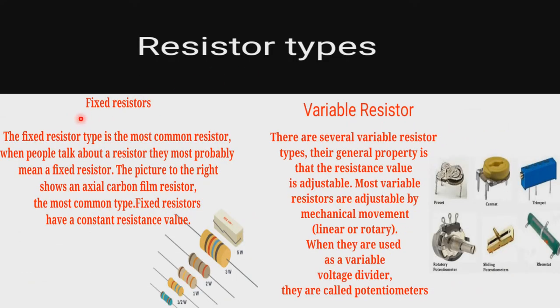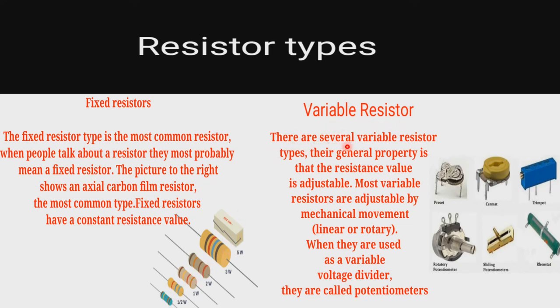Types of resistor: fixed resistor and variable resistor. The fixed resistor type is the most common resistor. When people talk about a resistor, they most probably mean a fixed resistor. The picture to the right shows an axial carbon film resistor. The most common type, fixed resistors, have a constant resistance value, and another type is the variable resistor.